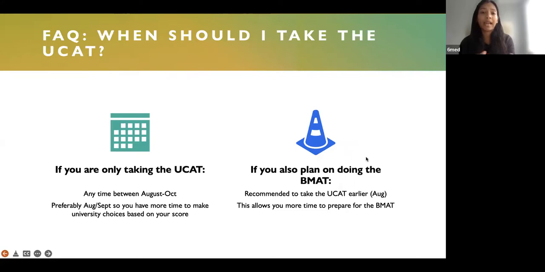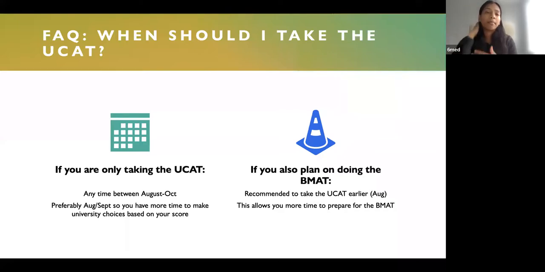But if you are also planning on taking the BMAT, you do need to remember that the BMAT is usually on a set date in the first week of November. Usually I think it's on the first Wednesday or Thursday of November. To give you more time to revise for the BMAT, because it includes your biology, chemistry, physics and maths content, where you actually have to sit down and properly revise some GCSE content and some of your A-level content, I would recommend you take the UCAT earlier. So end of July, the month of August, something like that. And then all of September and October, you can spend your time revising for the BMAT.